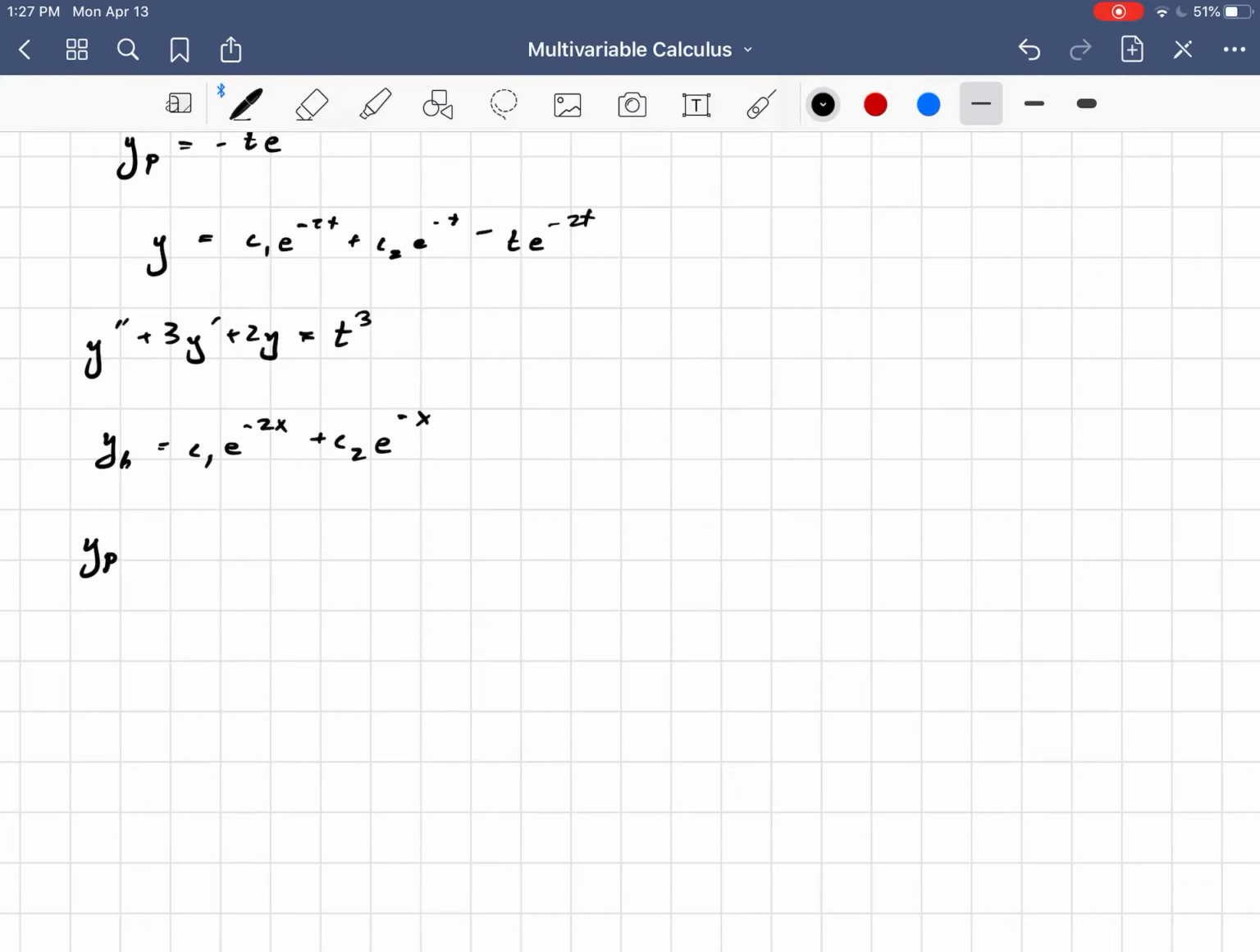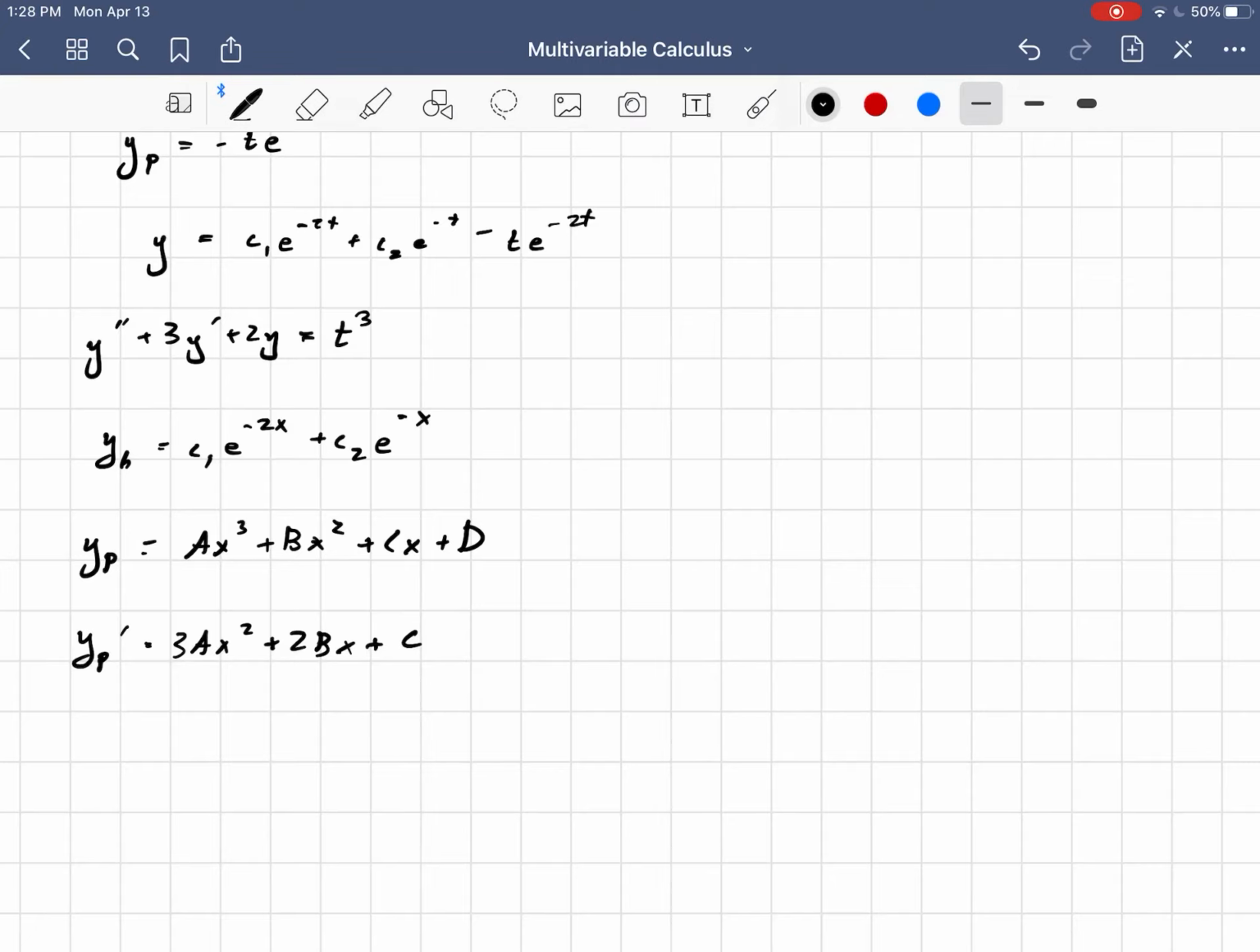Now what would we guess for our y sub p? Well, we should probably guess a cubic, right? So any equation of the form ax cubed plus bx squared plus cx plus d would be our y sub p guess. And if this were a t to the fourth, I would write down the general equation for a quartic, or if it were just t squared, I would write the general equation for a quadratic: ax squared plus bx plus c.